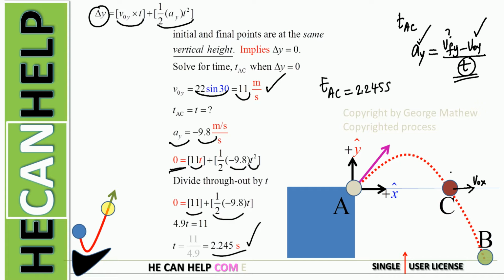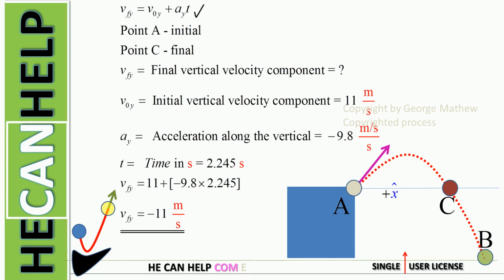Once we have the time to go from A to C, then we can determine what the final vertical component of the velocity vector is. From acceleration along the vertical equals change of vertical velocity component divided by time, we get the final vertical component equals initial vertical component plus acceleration along the vertical times time. What is point A? It is the initial point. What is point C? The final point.